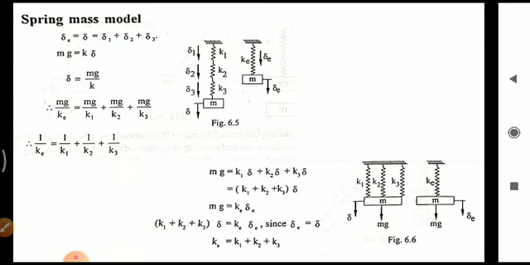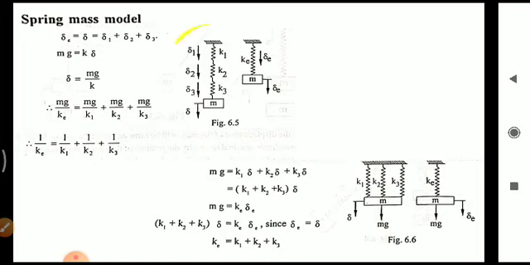The second thing we will deal with is springs connected in parallel. Again the three springs K1, K2, K3 are connected in parallel, which will produce a deflection delta. We will replace them with another spring that will have the equivalent stiffness K equivalent. Again mg is equal to K1 delta plus K2 delta plus K3 delta. We take delta outside: K1 plus K2 plus K3. mg is replaced by K equivalent into delta. So K equivalent is equal to K1 plus K2 plus K3. That is the equation for the equivalent stiffness of springs connected in parallel.